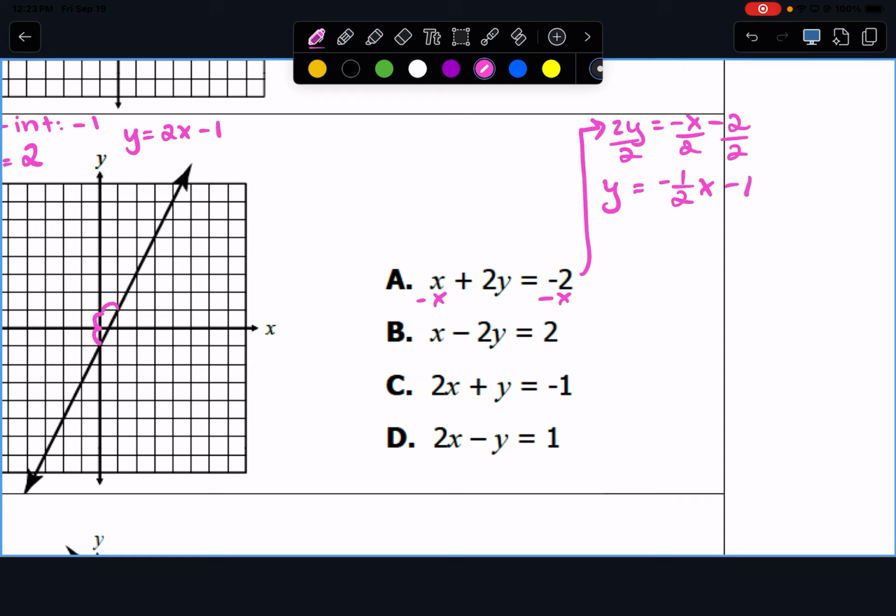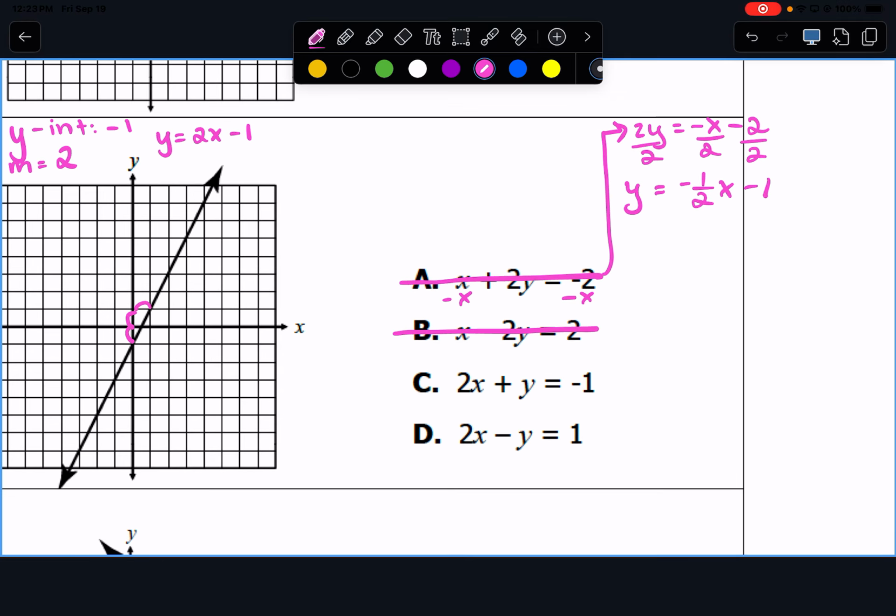Wrong. So since A is wrong, let's make an educated guess about B. What do you think? It's going to be the same thing, it's also 1/2. It's just going to have a different sign in it, right? So we can make that educated guess about A and B.